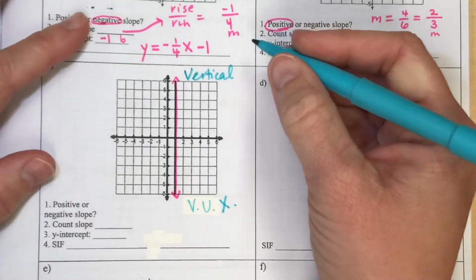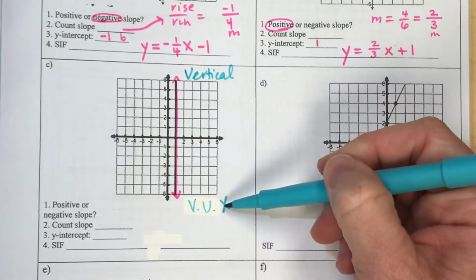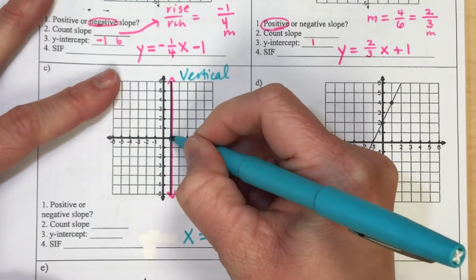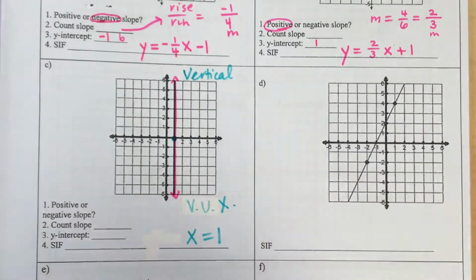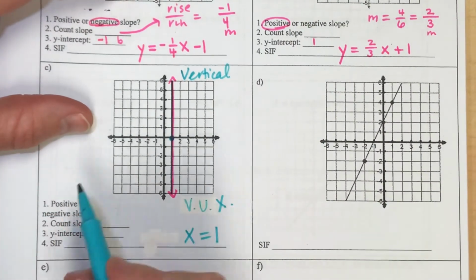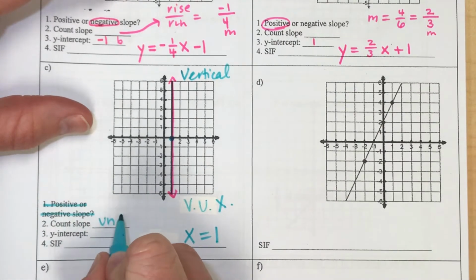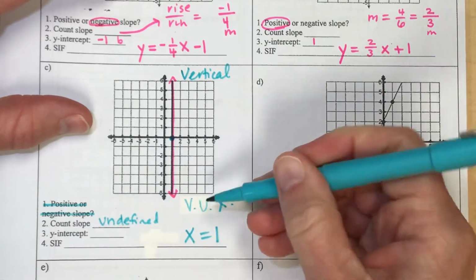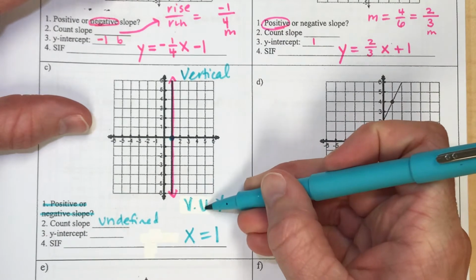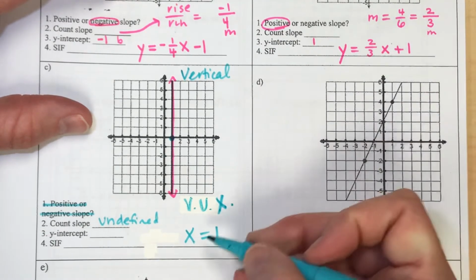Vertical line. Here's how I know I made a mistake. I couldn't get a y equals because it doesn't cross the y-axis. It crosses the x-axis, which is the X in VUX. So x equals, notice where it crosses the x-axis is at 1. That's as simple as your equation is. And then we'll talk about slope here. It doesn't have positive or negative slope. It actually has undefined slope, and that's what that U stands for in the middle. A vertical line, that's the V, has undefined slope, that's the U, and the equation is x is equal to a number. That's what that stands for.